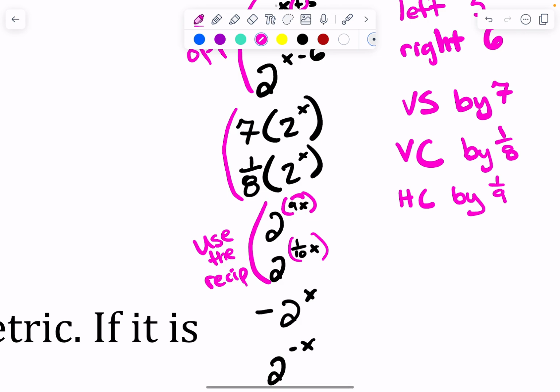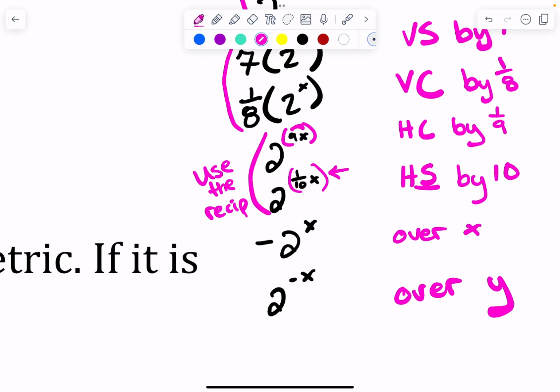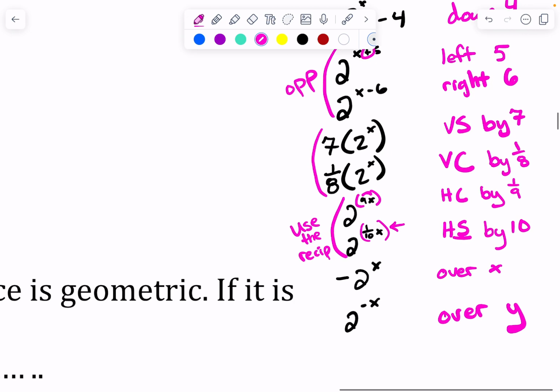Okay, now let's see if we can figure out this one. This one is going to be a horizontal something by, we have to flip it, so 1/10 becomes 10. Well, if 10 is my factor, then it's going to be a horizontal stretch in that case. Okay, so a horizontal stretch by 10. Okay, this one is taking this and this one is flipping it over. Okay, so it's doing all those little things. Each one of those pieces is doing all those little things.